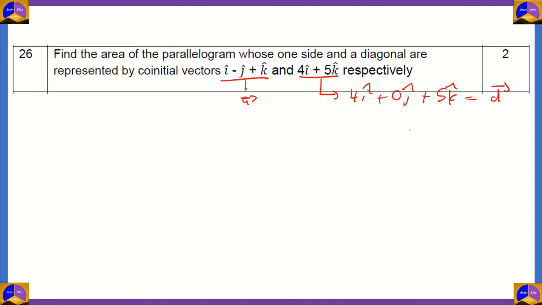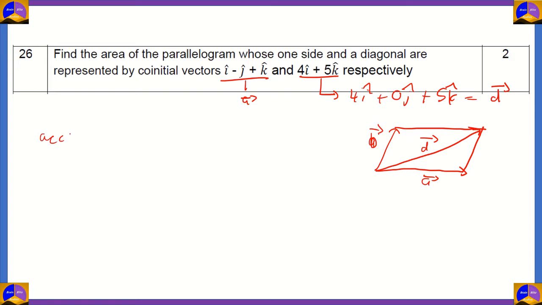Now, when we draw a diagram for a parallelogram described as such, let's redraw this again. So let's say we have a parallelogram made up of vectors, and let's consider this as vector A. This is another side. Let's consider this as vector B, and the co-initial diagonal as vector D. So we know the vectors A and D. We just don't know the value of vector B.